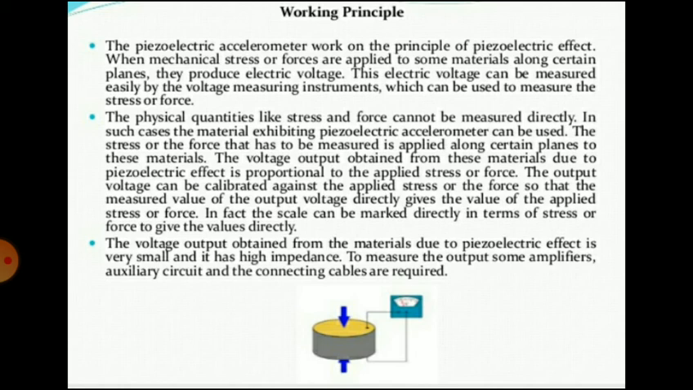Now, physical quantities like stress and force cannot be measured directly. In such cases, materials exhibiting the piezoelectric effect can be used. The voltage output obtained from the materials due to the piezoelectric effect is very small, and it has high impedance. To measure the output, amplifiers, auxiliary circuits, and connecting cables are required.